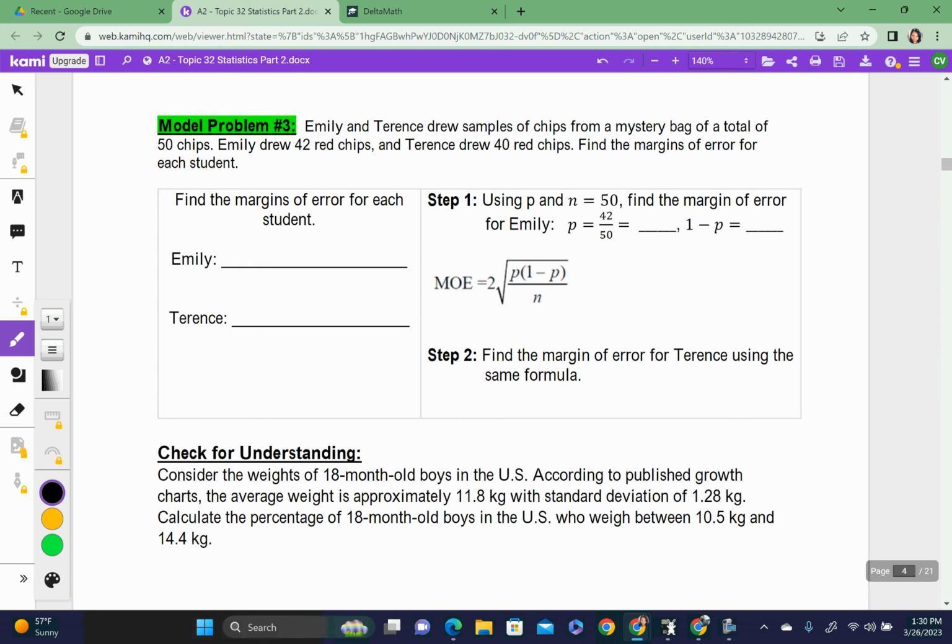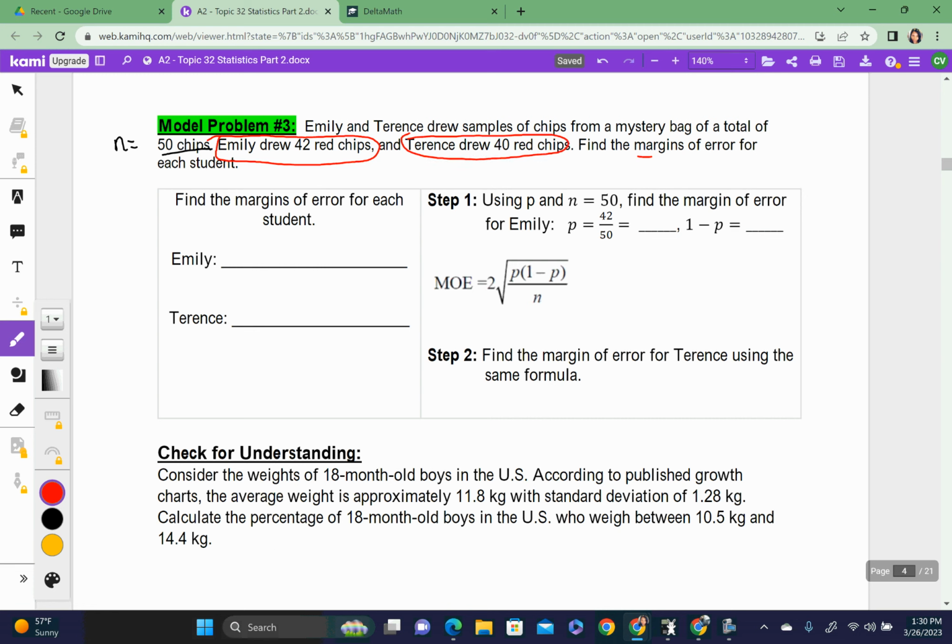So Emily and Terrence drew samples of chips from a mystery bag of a total of 50 chips. So the total is 50. That is going to be our N. So our N is equal to 50, which is important for us to know. Emily drew 42 red chips and Terrence drew 40 red chips.